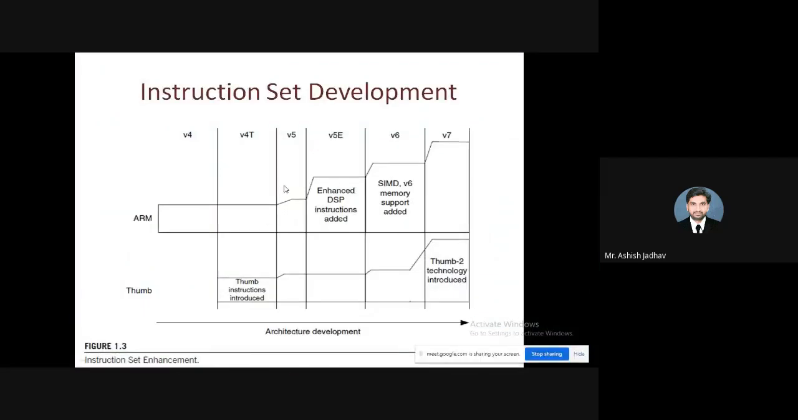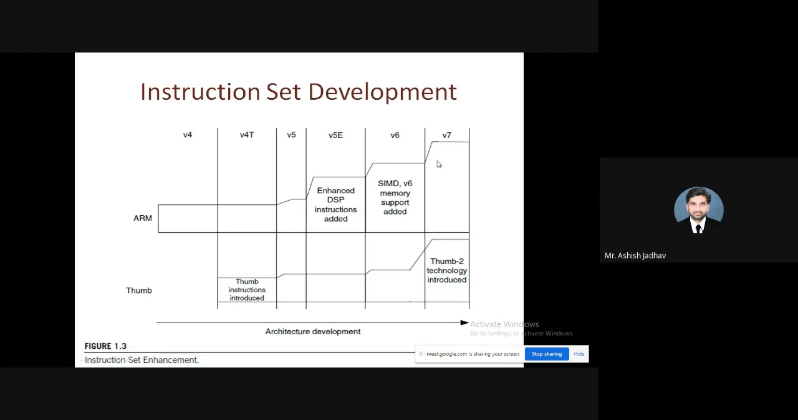Right? So V5 supports ARM instructions plus some additional 32-bit instructions, as well as Thumb instructions plus some additional 16-bit instructions. Then we have V5E, which is used in enhanced DSP. This supports ARM instructions plus some 32-bit instructions added into that. Also, it supports Thumb instructions. Then we have V6. V6 supports ARM instructions as well as Thumb instructions, plus 16 and 32-bit instructions.